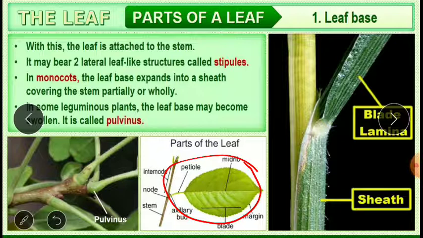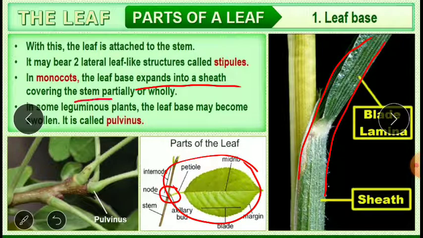Instead, we can see they have long leaves which are attached to the stem, which are covering the stem. So in the case of the monocotyledons, the leaf base is not present only at the tip, but instead it is expanding into a sheet covering the stem wholly or partially. So here you can see how the leaf base is covering the stem halfway, so that the leaf arises at the top.